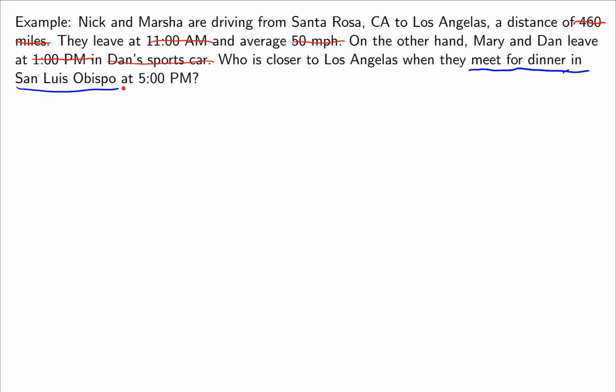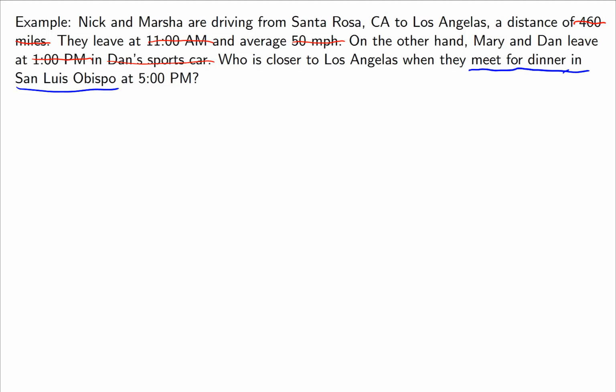That's the key. They met for dinner. When they meet for dinner at 5 p.m., they are in the same place. There is no who went how far, how long. They just meet for dinner at 5 p.m. one way or the other. We don't know how they did it. We don't know any speeds. We just know that they met for dinner at 5 p.m.